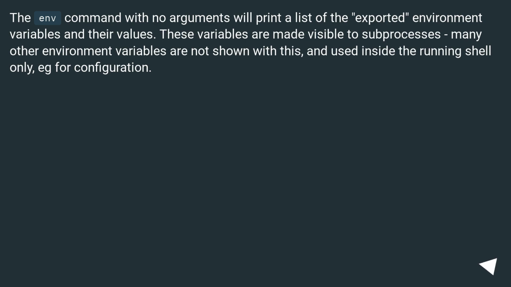The env command with no arguments will print a list of the exported environment variables and their values. These variables are made visible to subprocesses. Many other environment variables are not shown with this, and used inside the running shell only, e.g. for configuration.